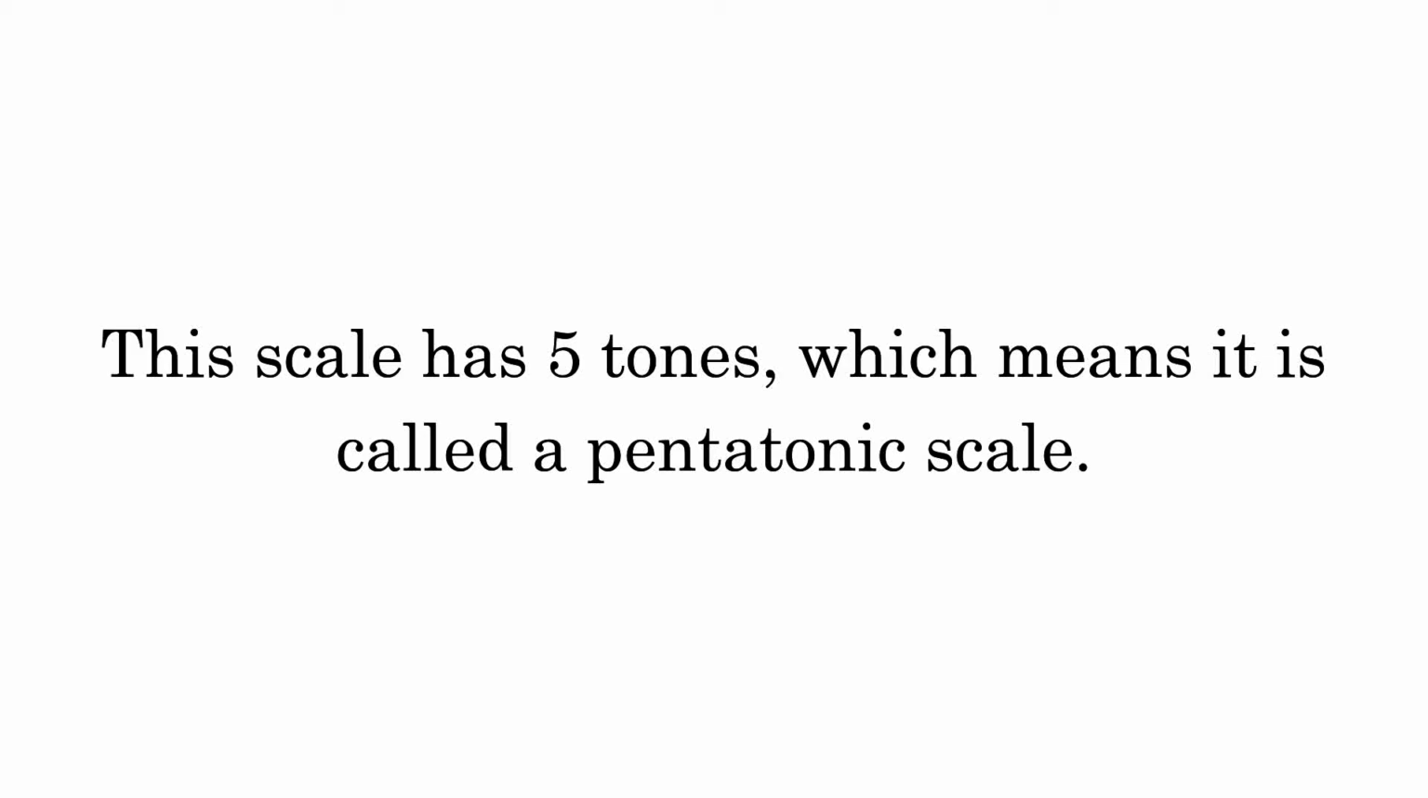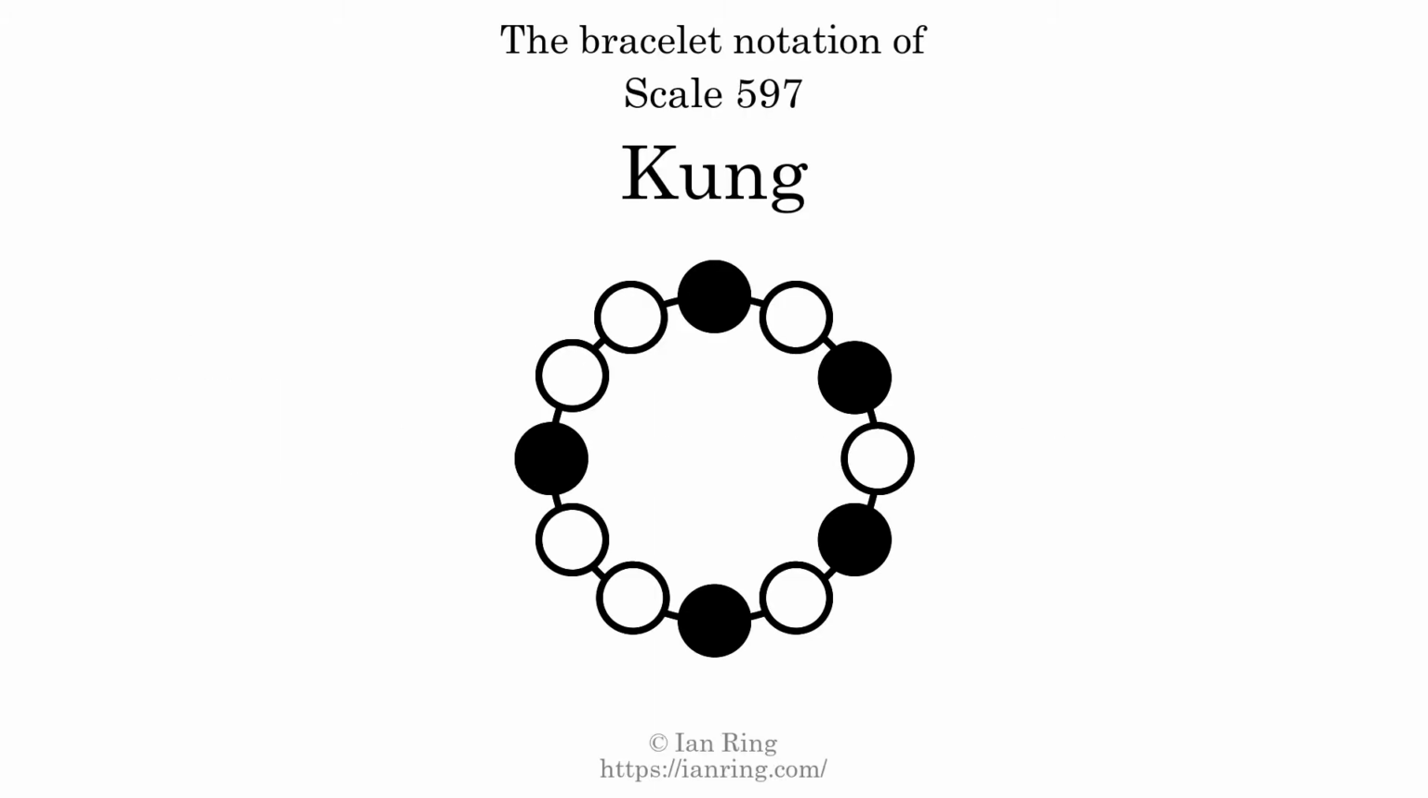This scale has 5 tones, which means it is called a pentatonic scale. This is a bracelet notation diagram of scale 597. The shaded circles represent tones that appear in the scale, and they are read clockwise, starting at the top.